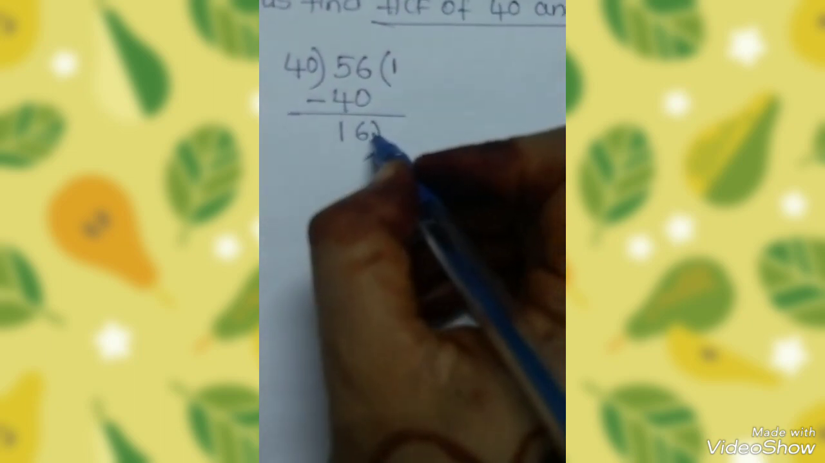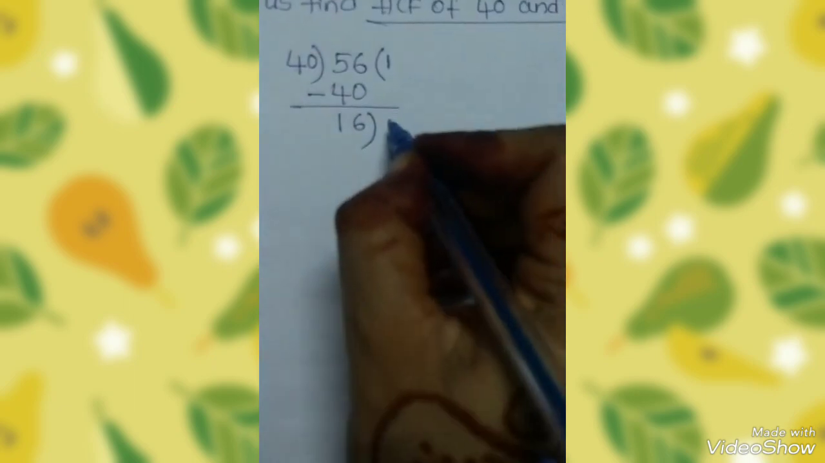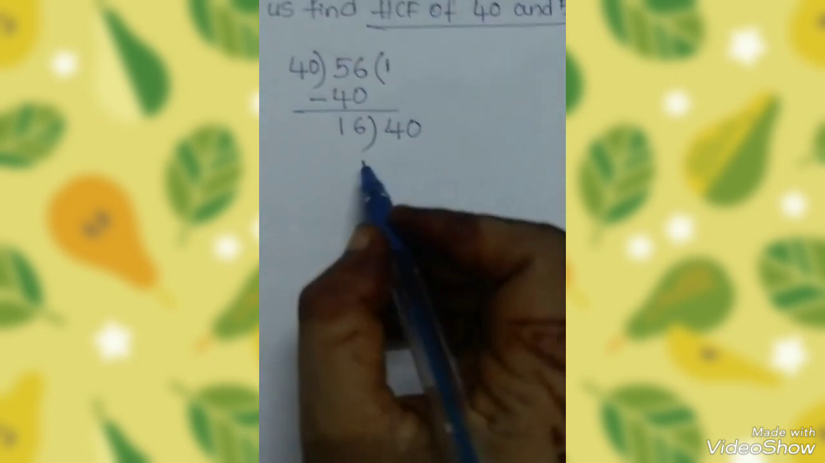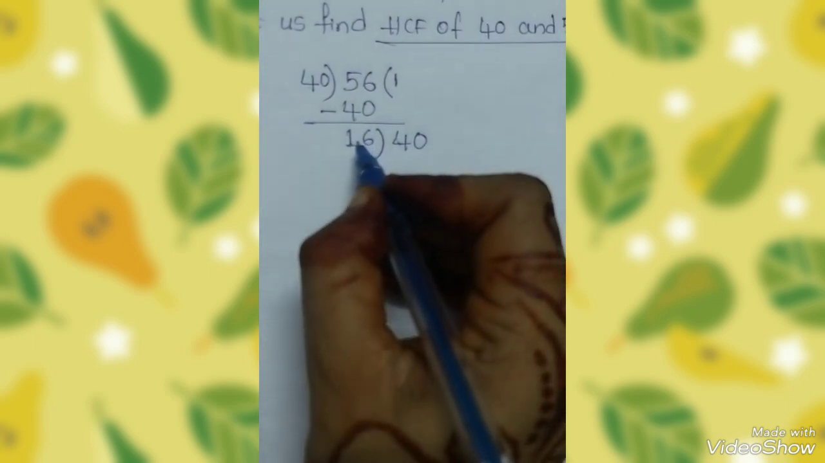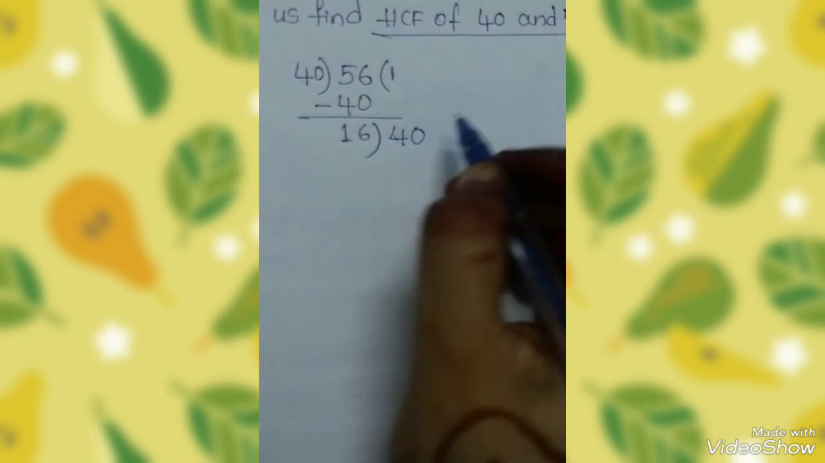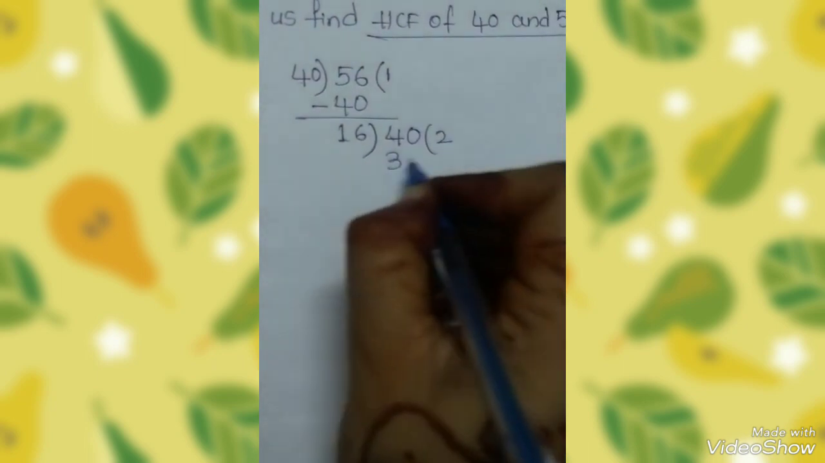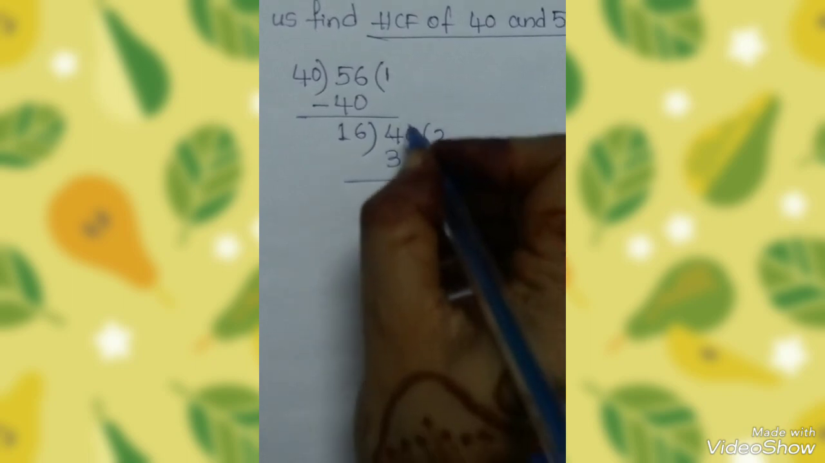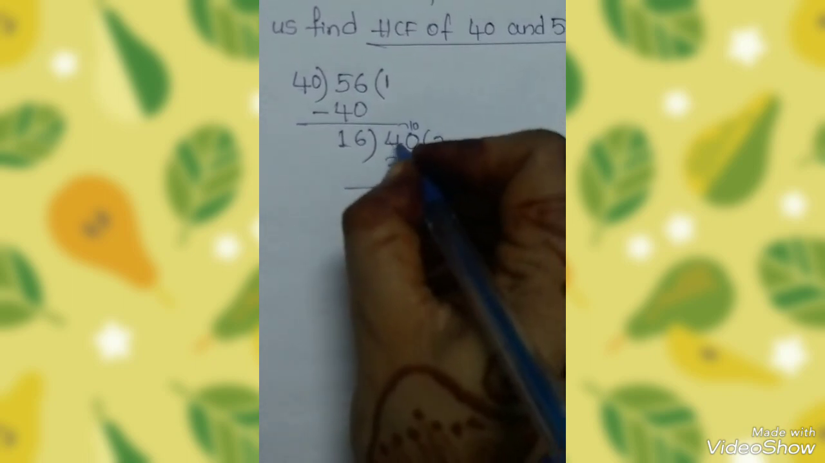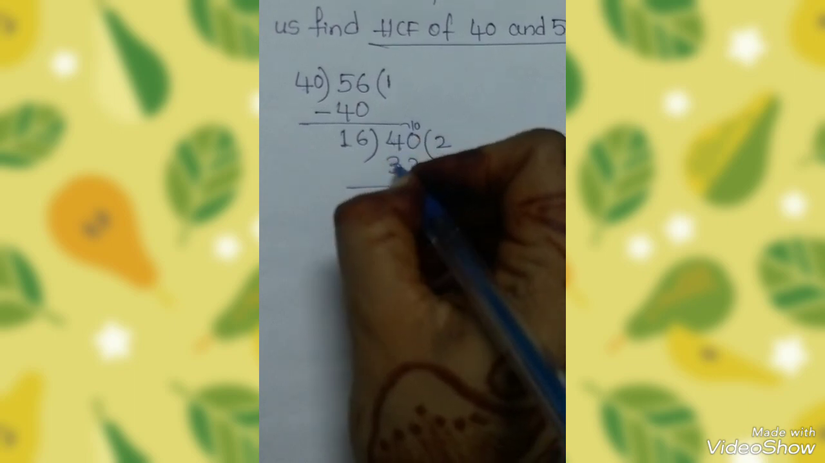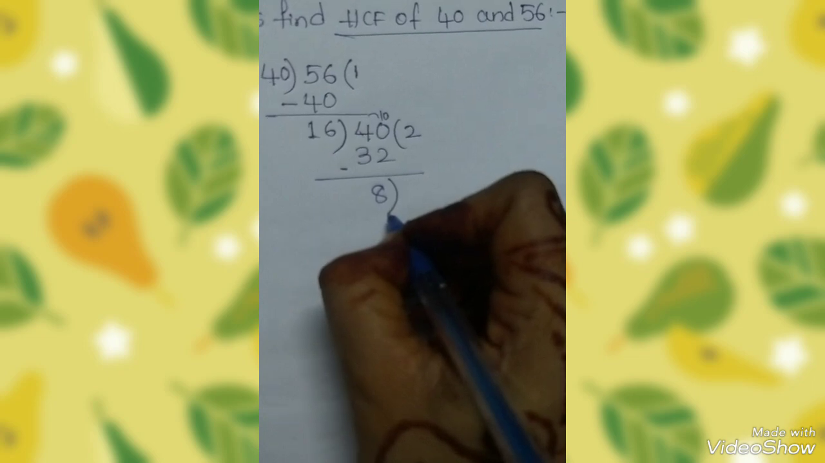Now what is the last divisor here? 40. So write down 40. Divide this 40 by the remainder we obtained here. 16 ones are 16, 16 twos are 32. So 40 minus 32 is 8. So 8 is the remainder here.